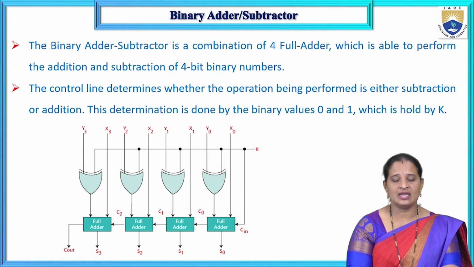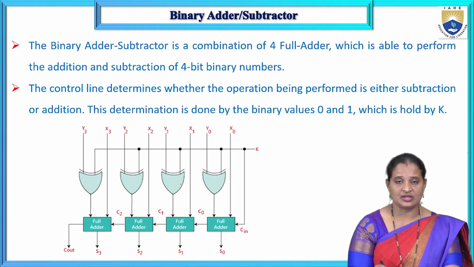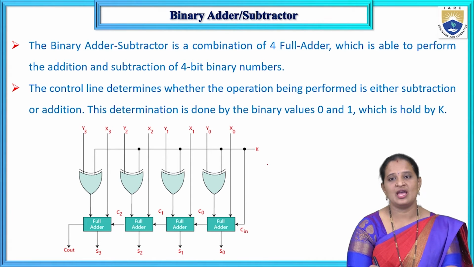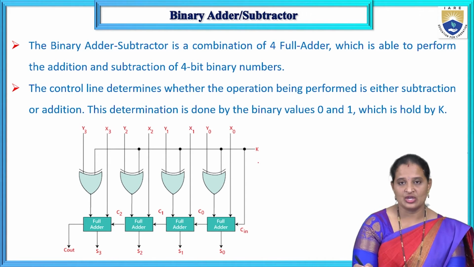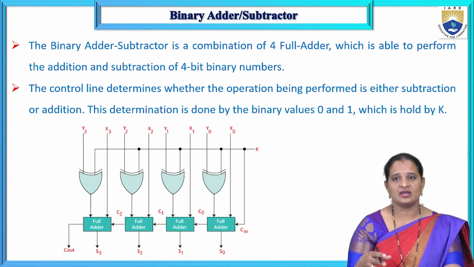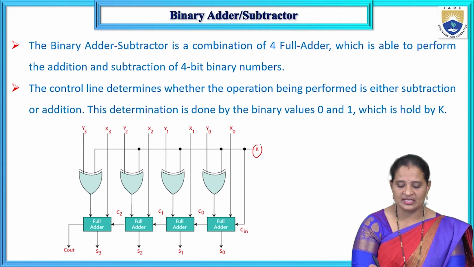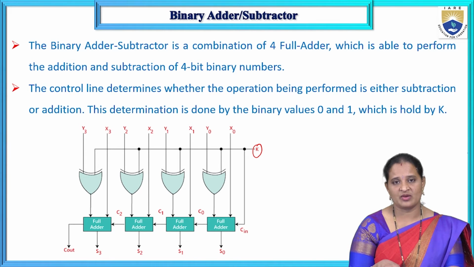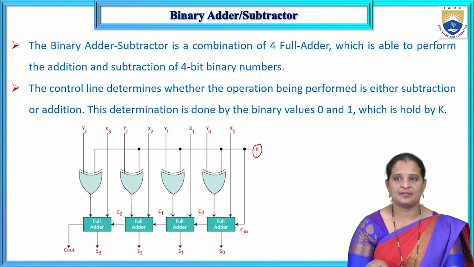So here this is the binary adder or subtractor. That means with a single circuit I can perform the binary addition as well as the binary subtraction. As I told you, we can have a control input so that the type of operation can be decided. Here the control input is k. Based on this k input, I can decide whether it is performing the binary addition or subtraction.